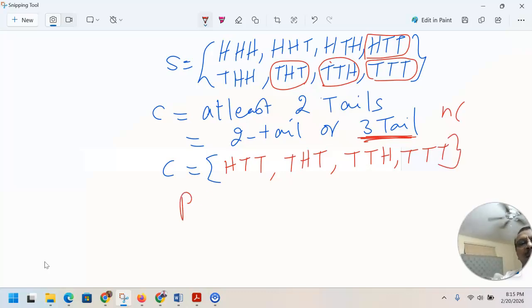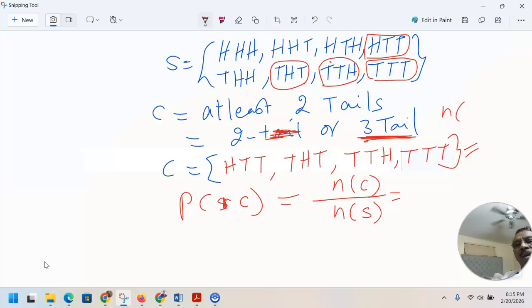So the probability that at least two tails is the probability of C, which is the number of all possible outcomes, the sample space, and the number of outcomes that are favoring the event C. And in this case, you can see this is four here. There are four of them. So four out of eight, and then we can reduce to half. Okay. So these are a few examples to understand.